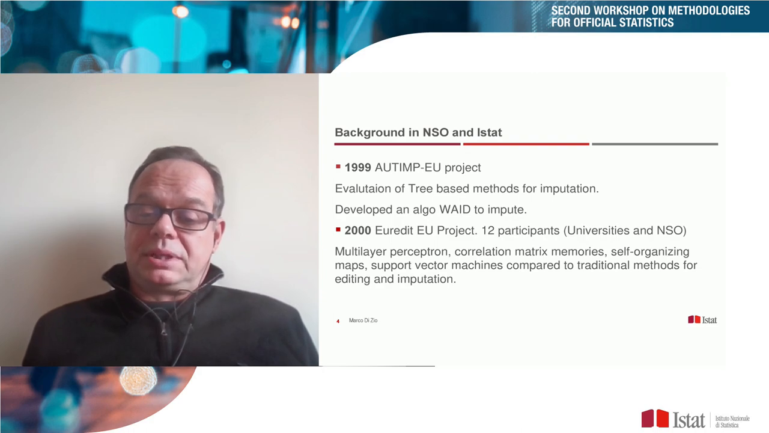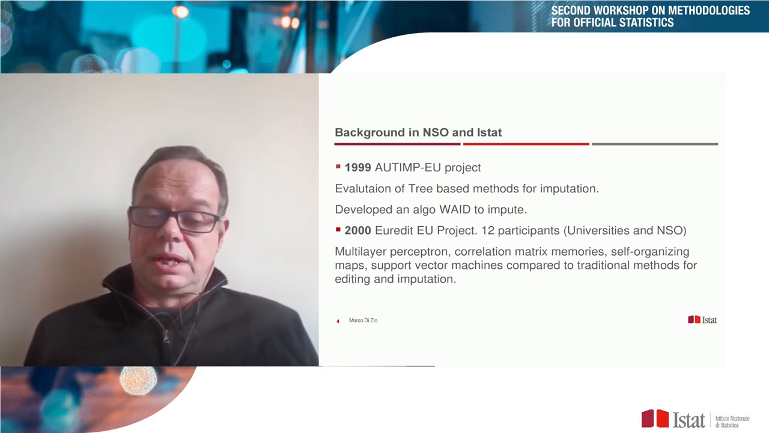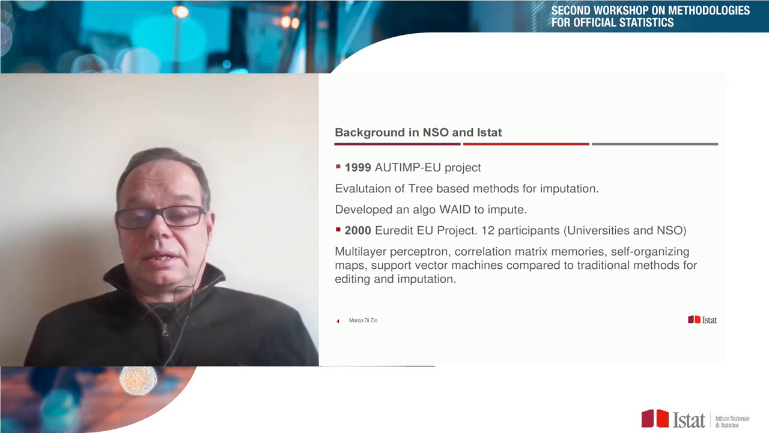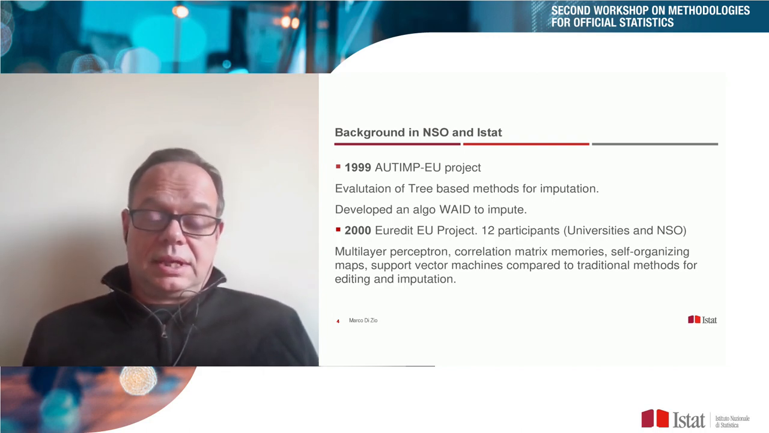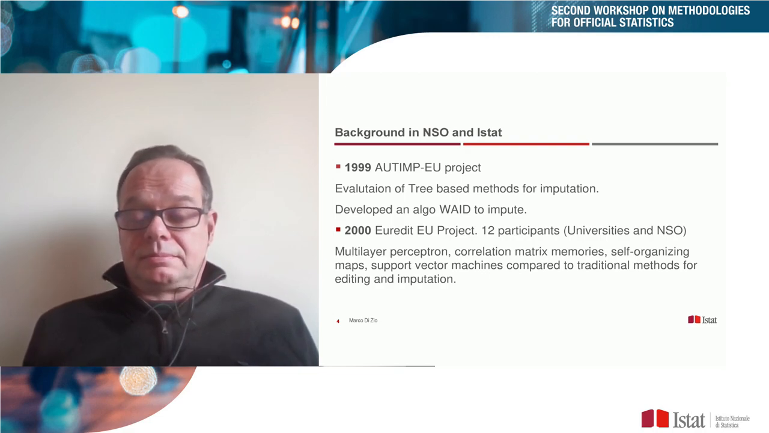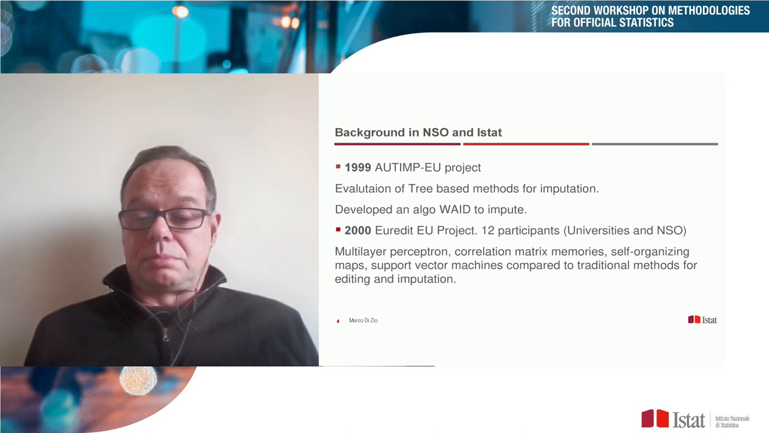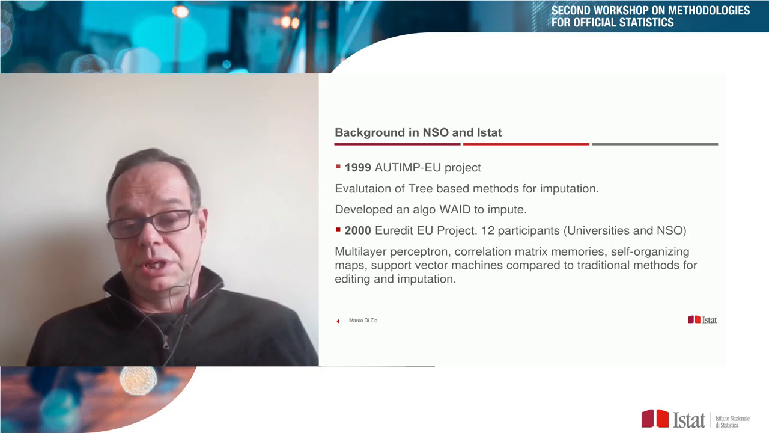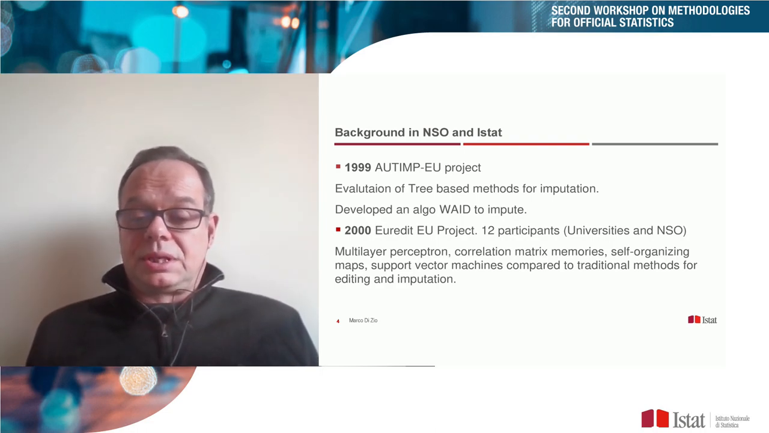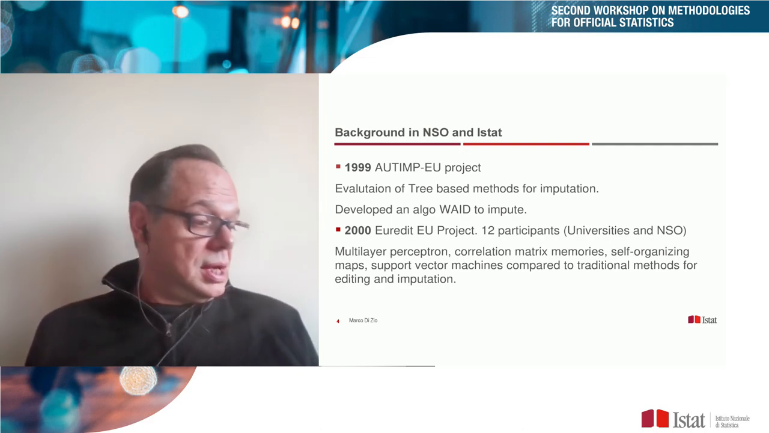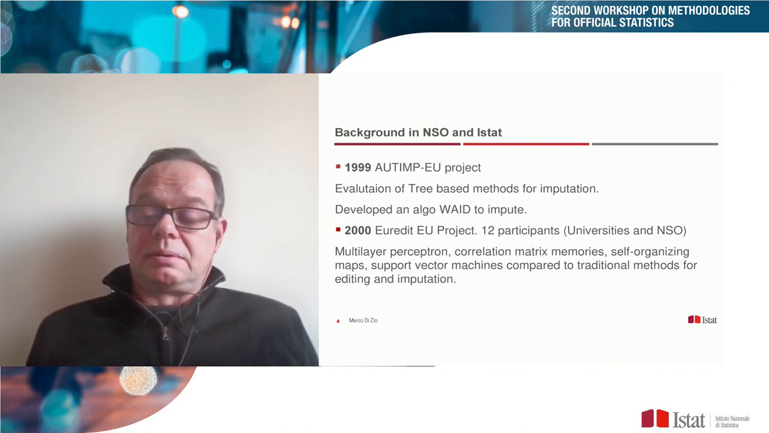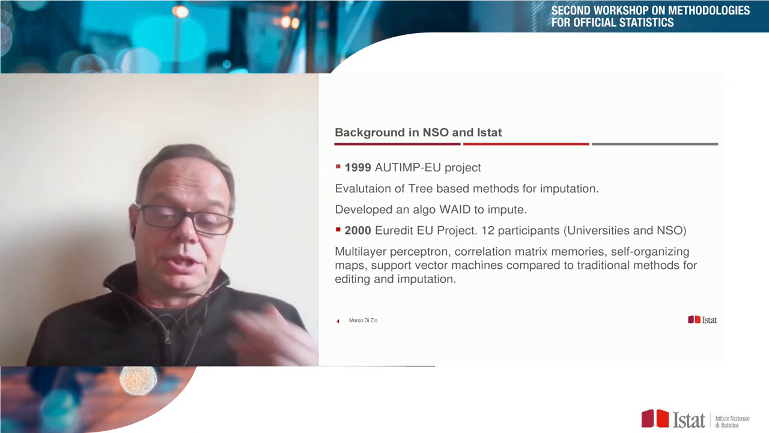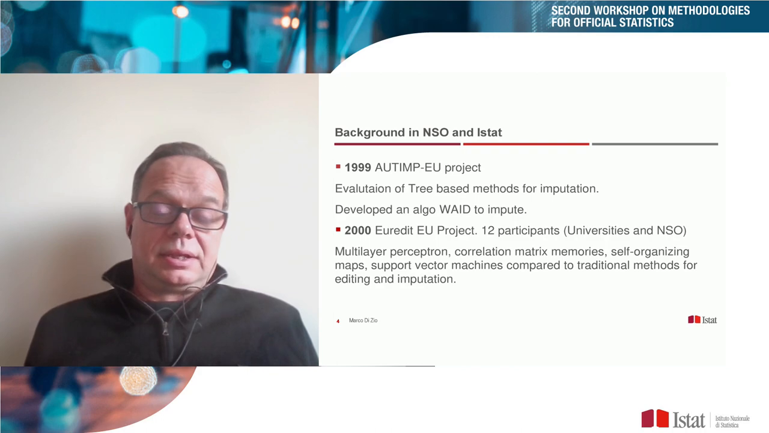It was a very nice project with 12 participants, universities and national institutes. Four data sets were selected representing different situations in official statistics, from census to other domains. Methods like multilayer perceptron models, correlation matrix memory, self-organizing maps, and support vector machines were compared to traditional methods for editing and imputation. Sometimes I think that we should recover some of these papers in order to see the results. For multilayer perceptron, the project ended up with very promising results, but with problems with the machines available in national institutes at that time.